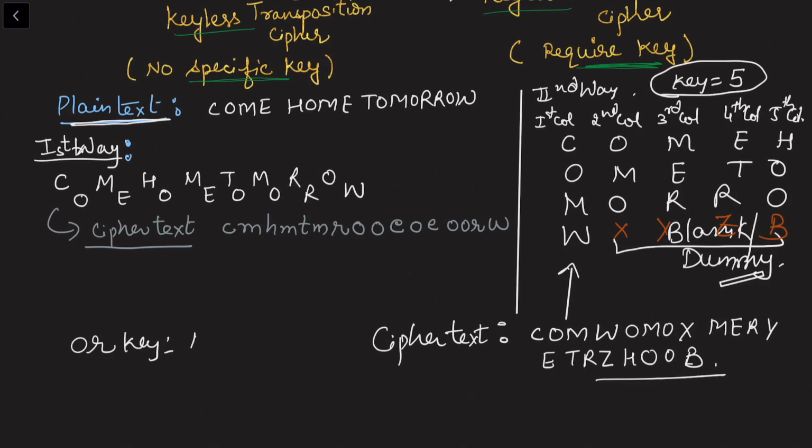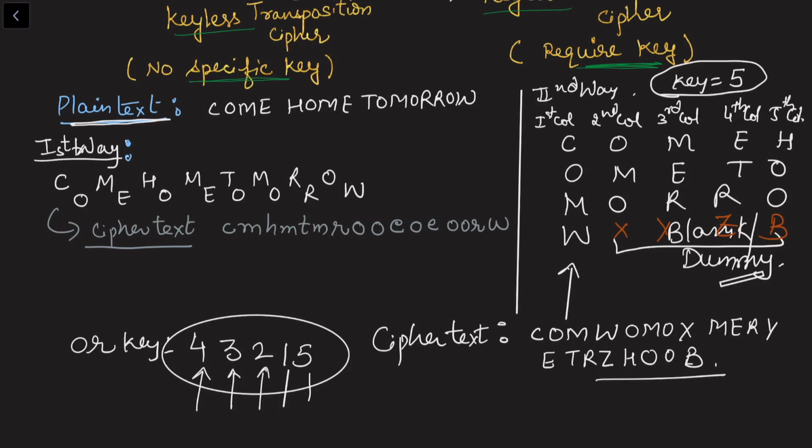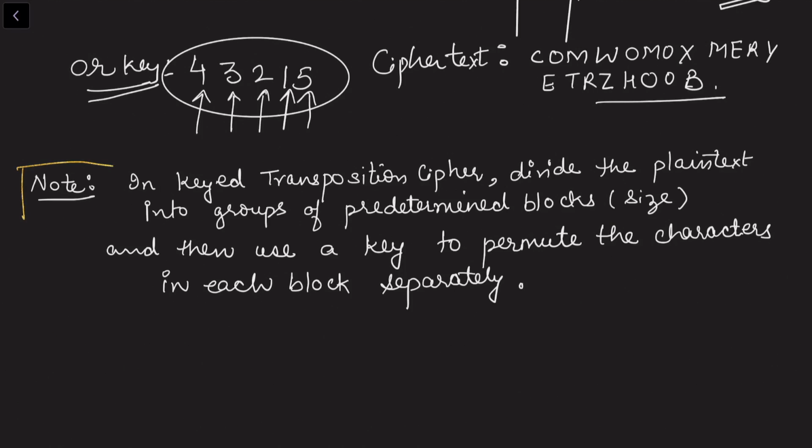For example, I could have considered 4, 3, 2, 1, 5. This could be one of the keys, meaning write the columns in this order: fourth column first, then third, then second, then 1, and then 5. In this way also we can get the ciphertext. So we note that in keyed transposition cipher, we divide the plain text into groups of predetermined block size, and then we use a key to permute the characters in each block separately.